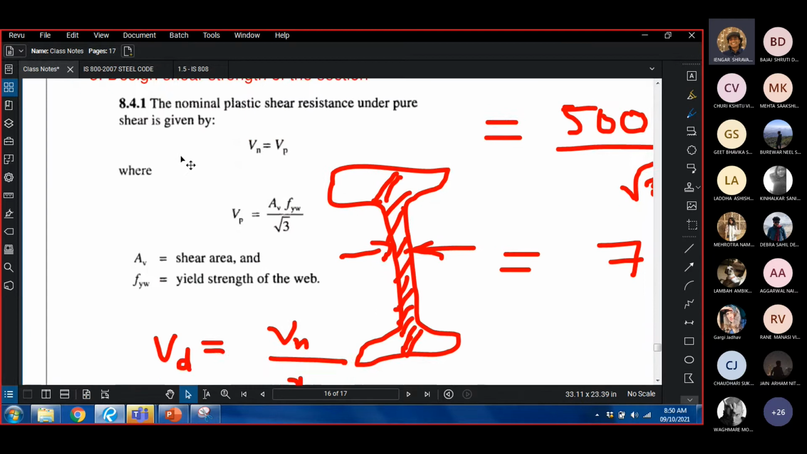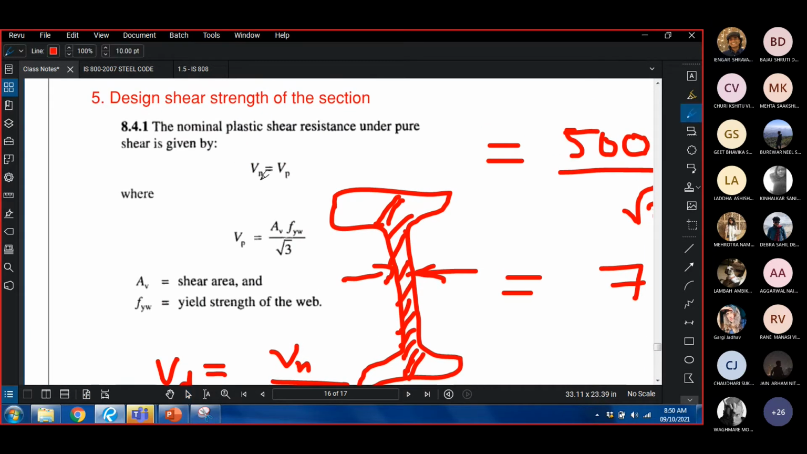Okay. So I'll go slowly. So this N means nominal.